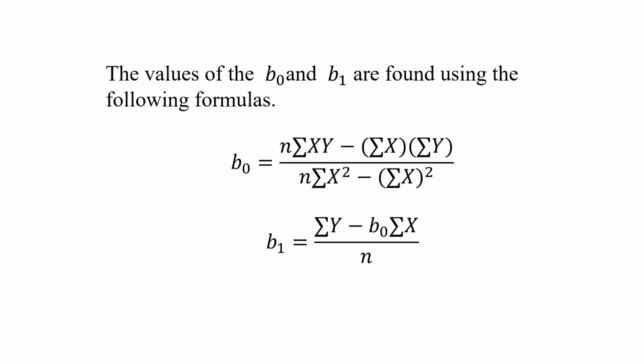The values of the b sub 0 and b sub 1 are found using the following formulas. So, ito yung gagamitin natin na formula for b sub 0, then ito naman for the b sub 1. So, para mabuo natin yung regression equation. Then, kung mapapansin, yung formula ni b sub 0 and b sub 1, yung mga values na ilalagay dyan is manggagaling doon sa table na gagawin natin mamaya kapag kinompute na natin yung correlation coefficient. Okay?